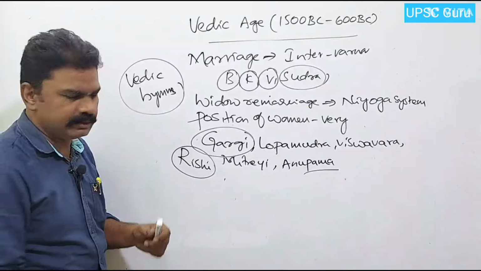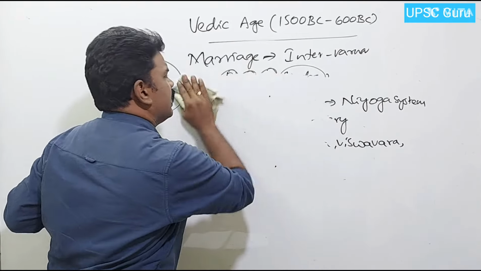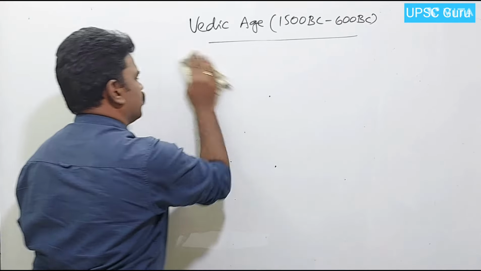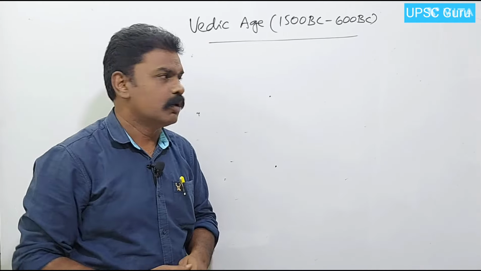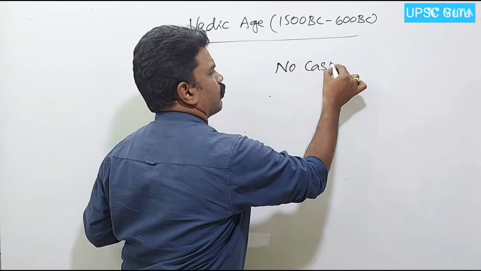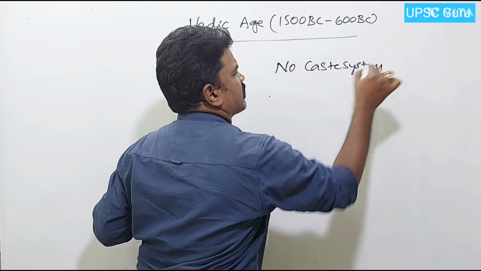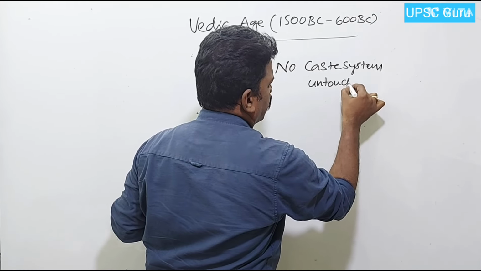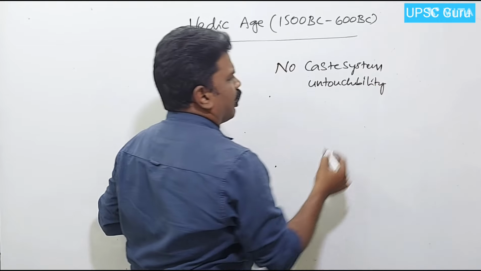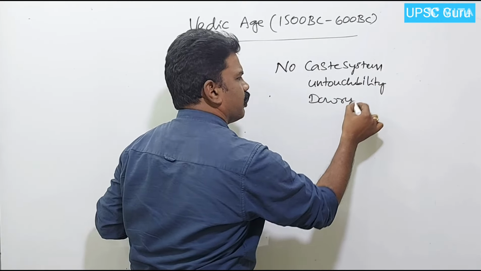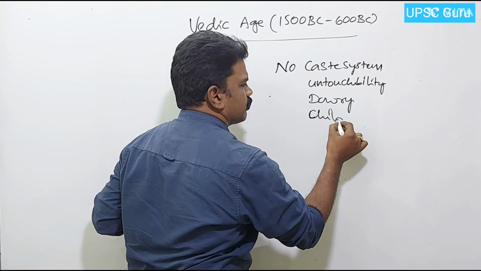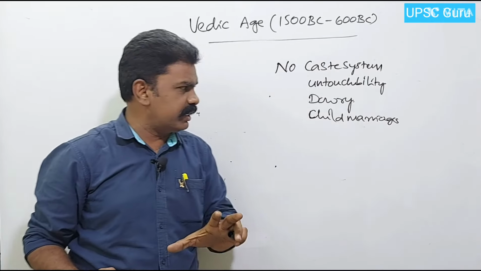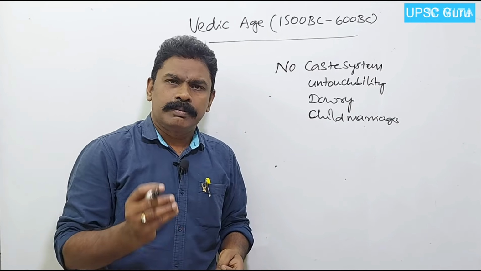And coming to that society, society was very good. There were no social evils in that period, like no caste system. Caste system did not exist. They did not follow untouchability, absence of dowry system, absence of child marriages, marriage only after puberty, and the girl also had selection of the husband.